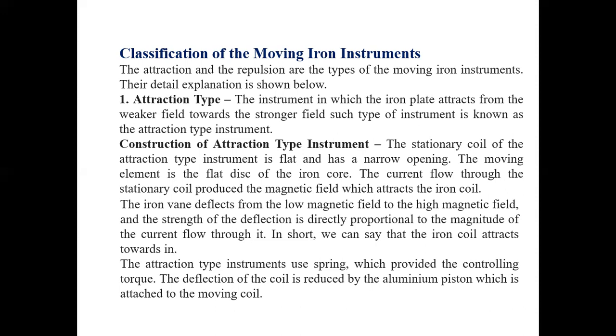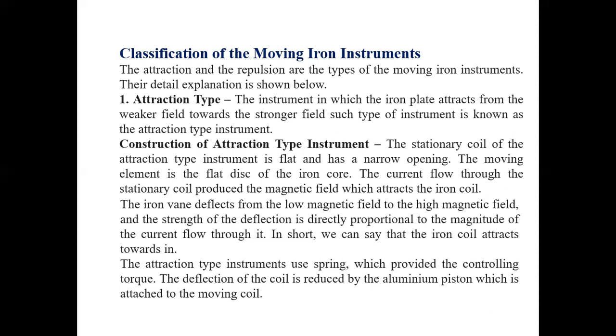Means when the current flows into the stationary coil, this force will attract the iron coil towards the stationary coil. The iron vane deflects from the low magnetic field to the high magnetic field, and the strength of the deflection is directly proportional to the current flowing through the stationary coil. In such a way, you can say that the iron coil is attracted towards the coil.